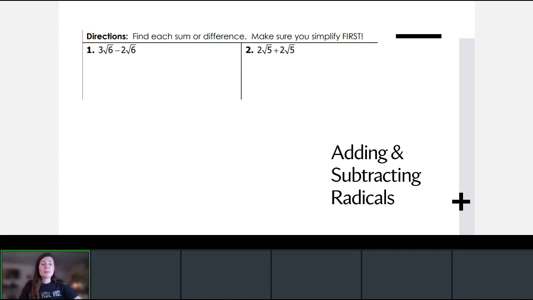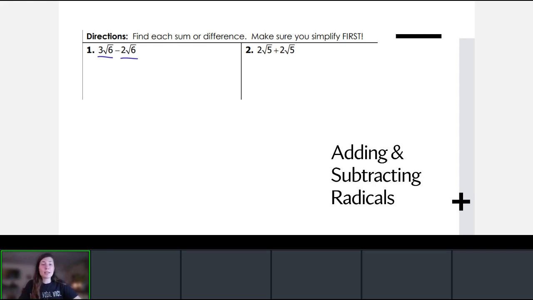first three. First, we need to understand when we can and cannot combine, meaning just add or subtract, radical terms. They have to actually be like terms. So in number one, we see that we want to find a sum or difference. Here we're subtracting. We're going to find the difference between 3 root 6 and 2 root 6. Note that these terms both have a root 6 in them. That means that they are like terms. They are like radical terms because they have the same radicand or expression under the root of 6.